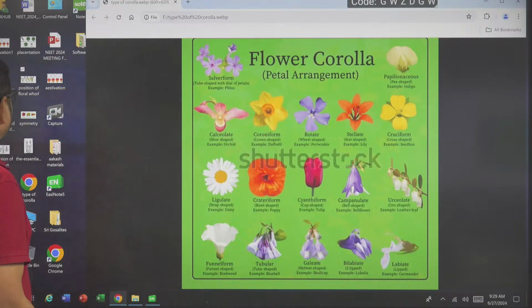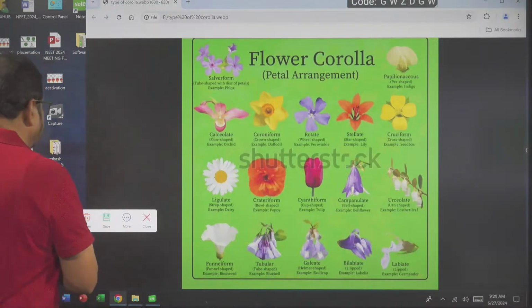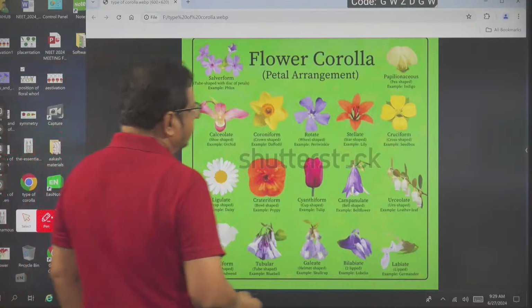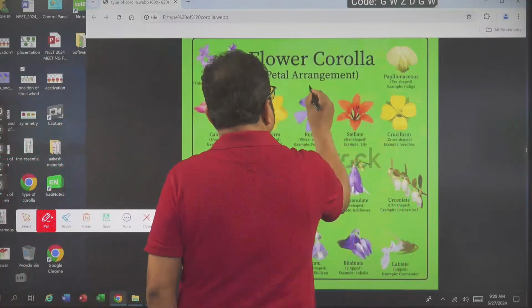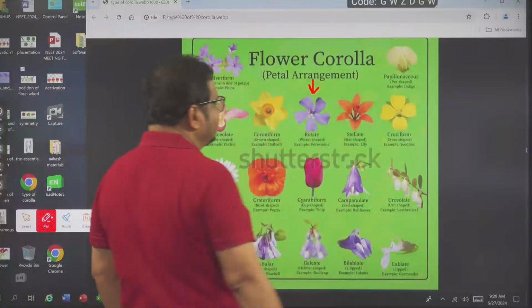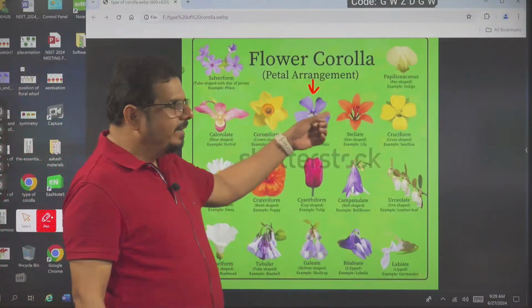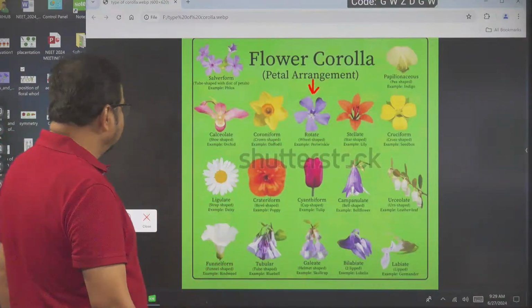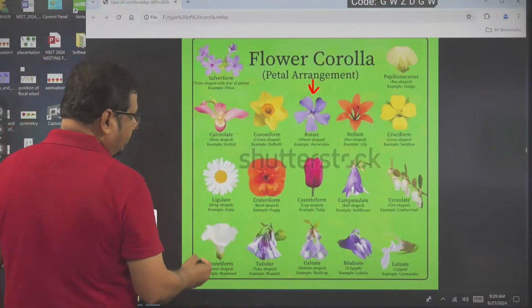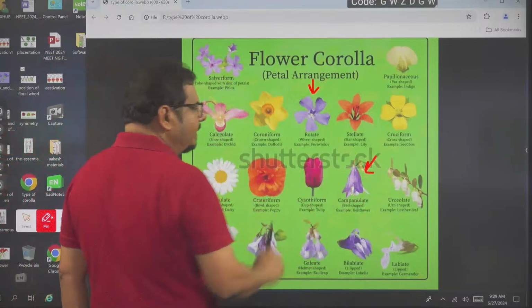I'm not going to talk about all the shapes. Simply, I want to give you a visualization. You just look at this. This is which shape? It looks like a wheel shape corolla. Got the idea? If you talk about this one, this is bell shape corolla.